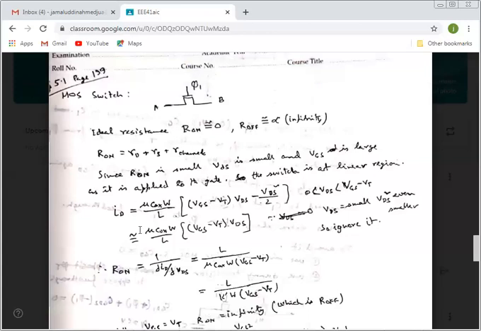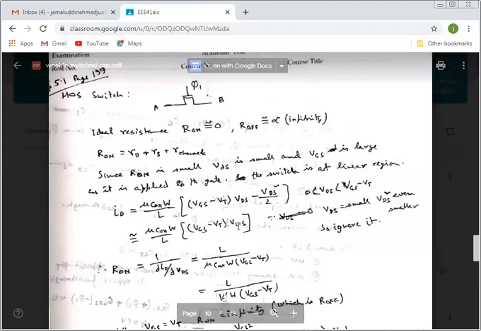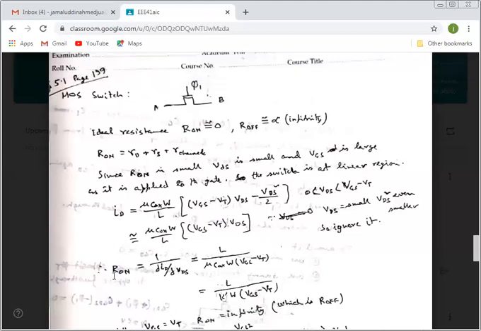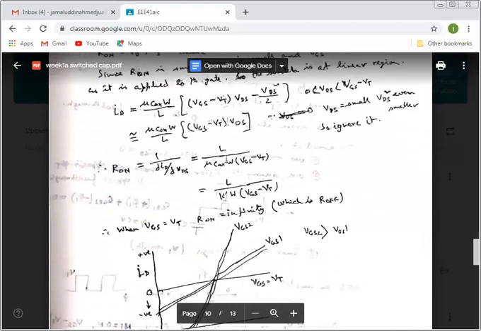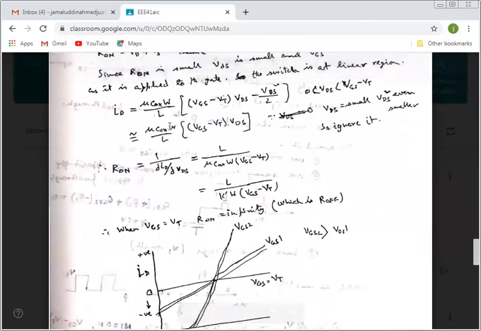So the current flow across AB is given by the linear current, with VDS between 0 and VGS minus VT. Since VDS is very small, the square of VDS we can ignore. So ID will be proportional to VDS. The resistance will be V by I, VDS by ID, which is like 1 over this, where L will go up and these things will go down. So this is the resistance of that transistor when it acts as a switch.